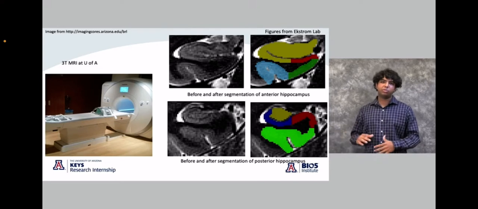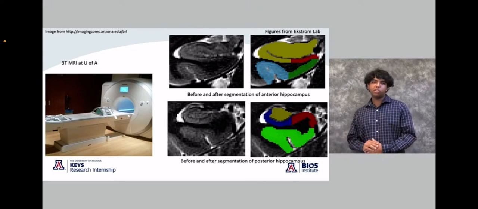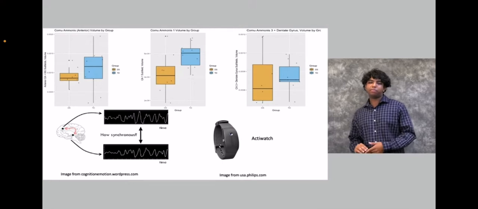We had multiple raters doing this. In order to ensure inter-rater reliability, we did a test which had results over 95%. We're looking at the CA and the DG regions, which are two subfields that are extremely important in memory.